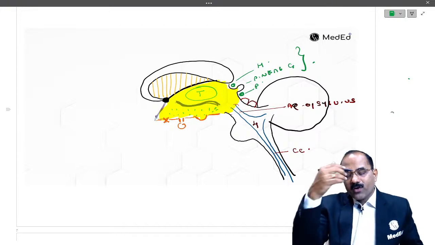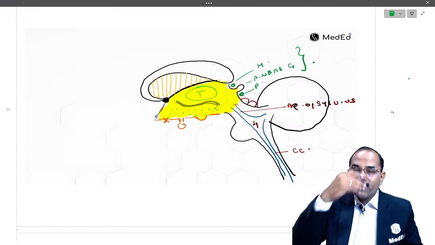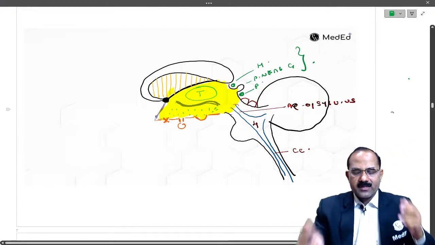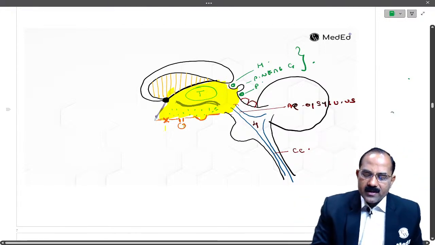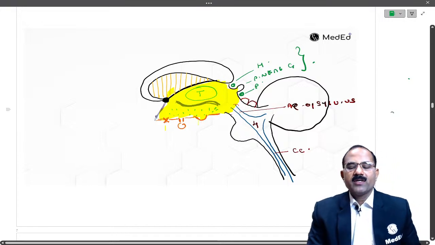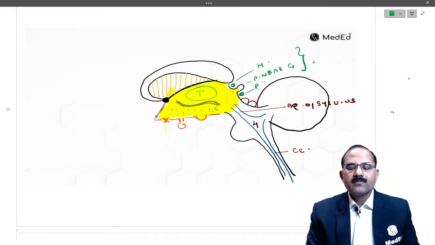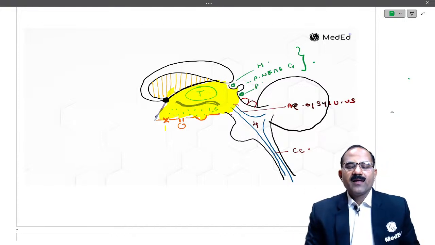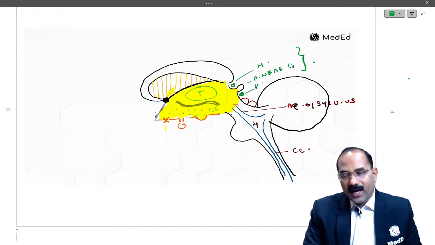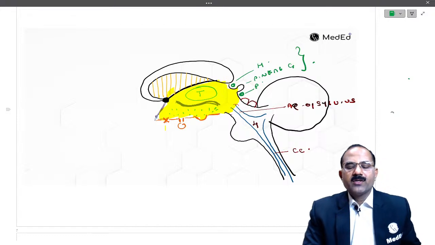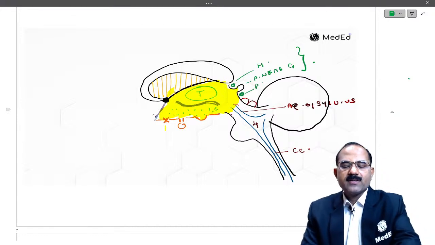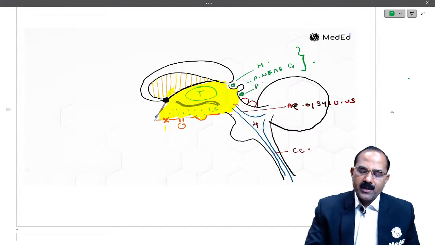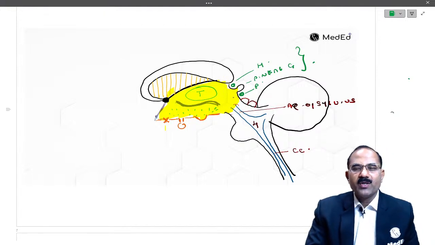So now you tell me, what is the roof of the third ventricle formed by? The roof of the third ventricle is formed by the fornix. The floor is formed by the optic chiasma, the pituitary stalk, the mammillary bodies. Wait. What is the anterior wall formed by? The anterior wall is formed by the anterior commissure and the lamina terminalis. The posterior wall is formed by the pineal gland, the posterior and the habenular commissure.